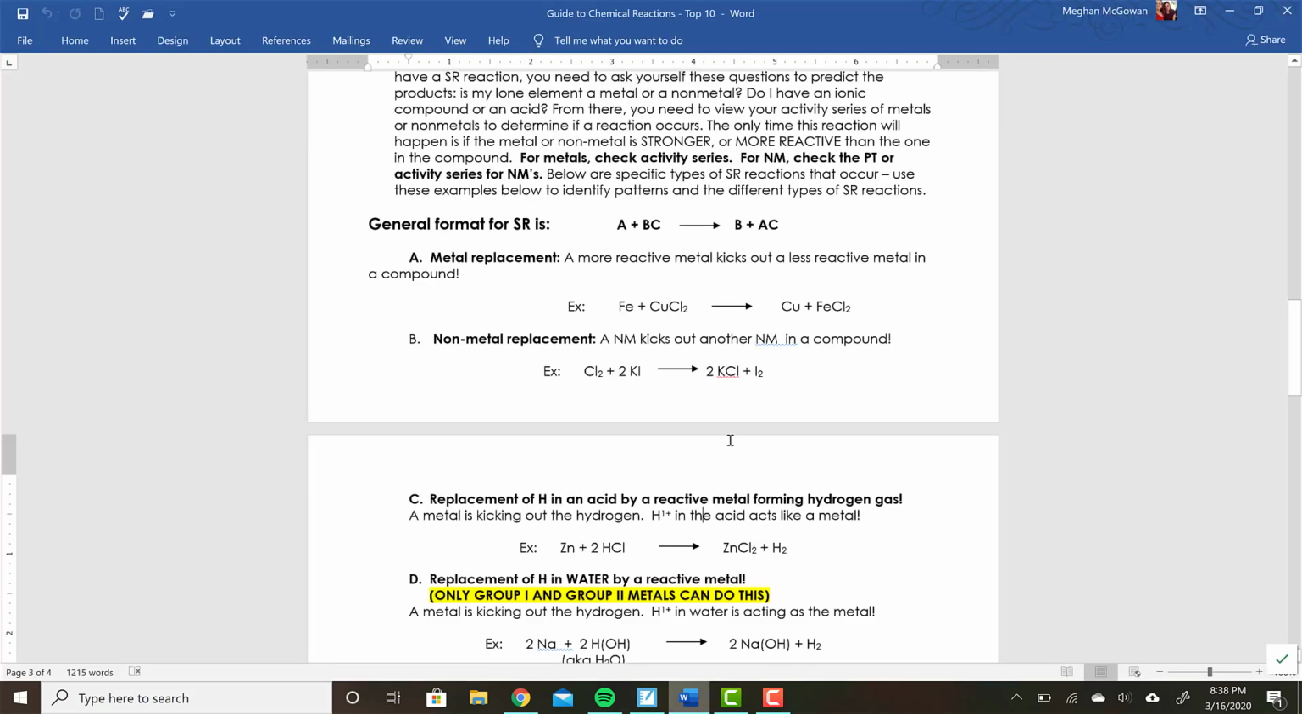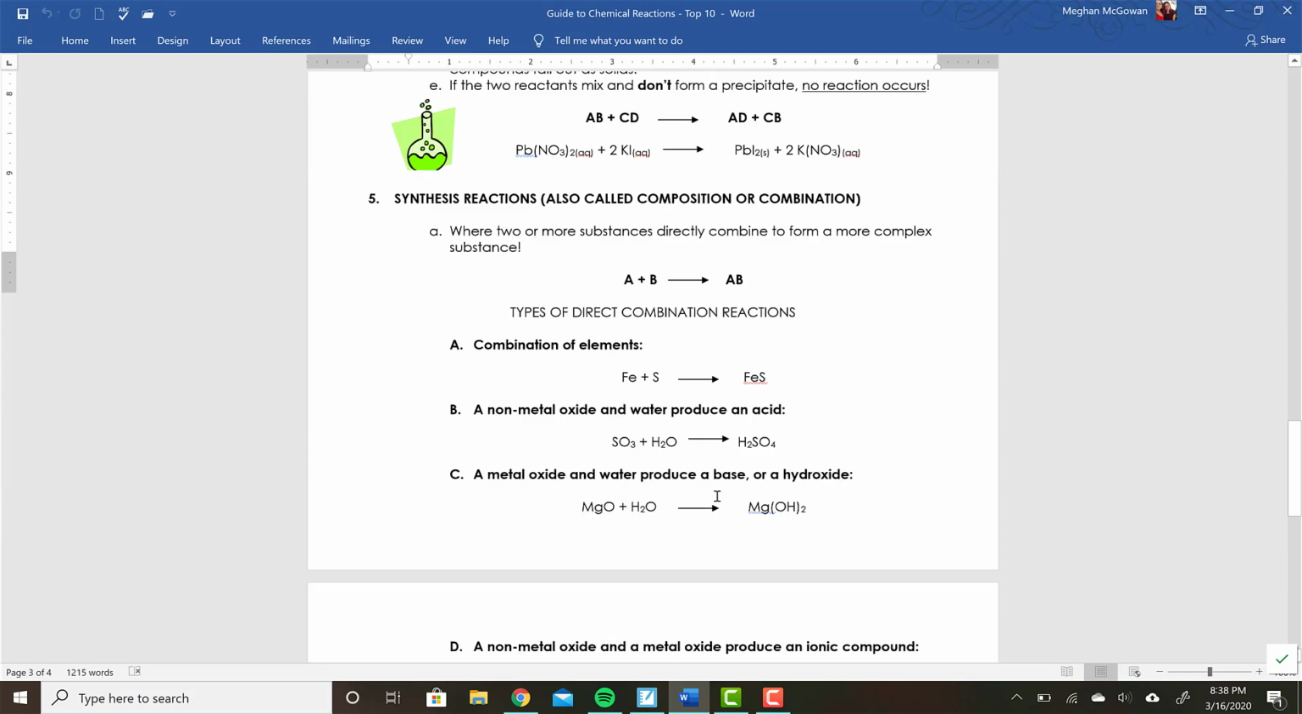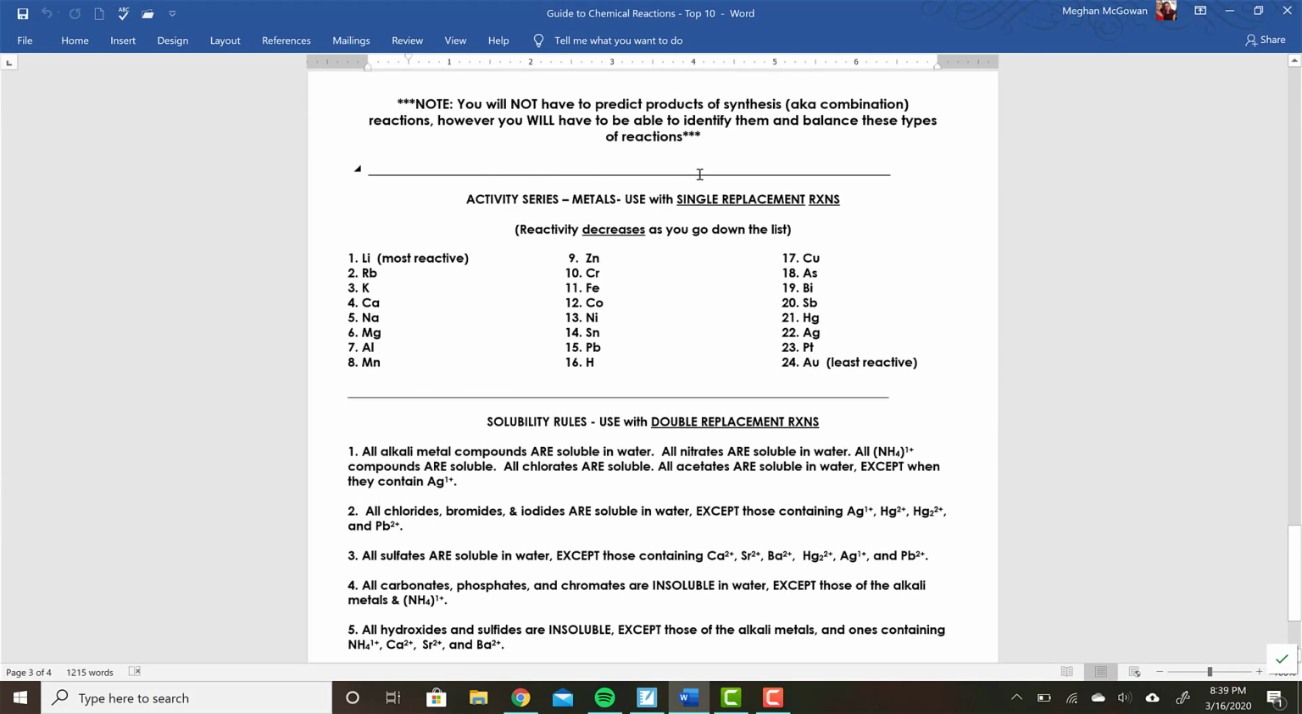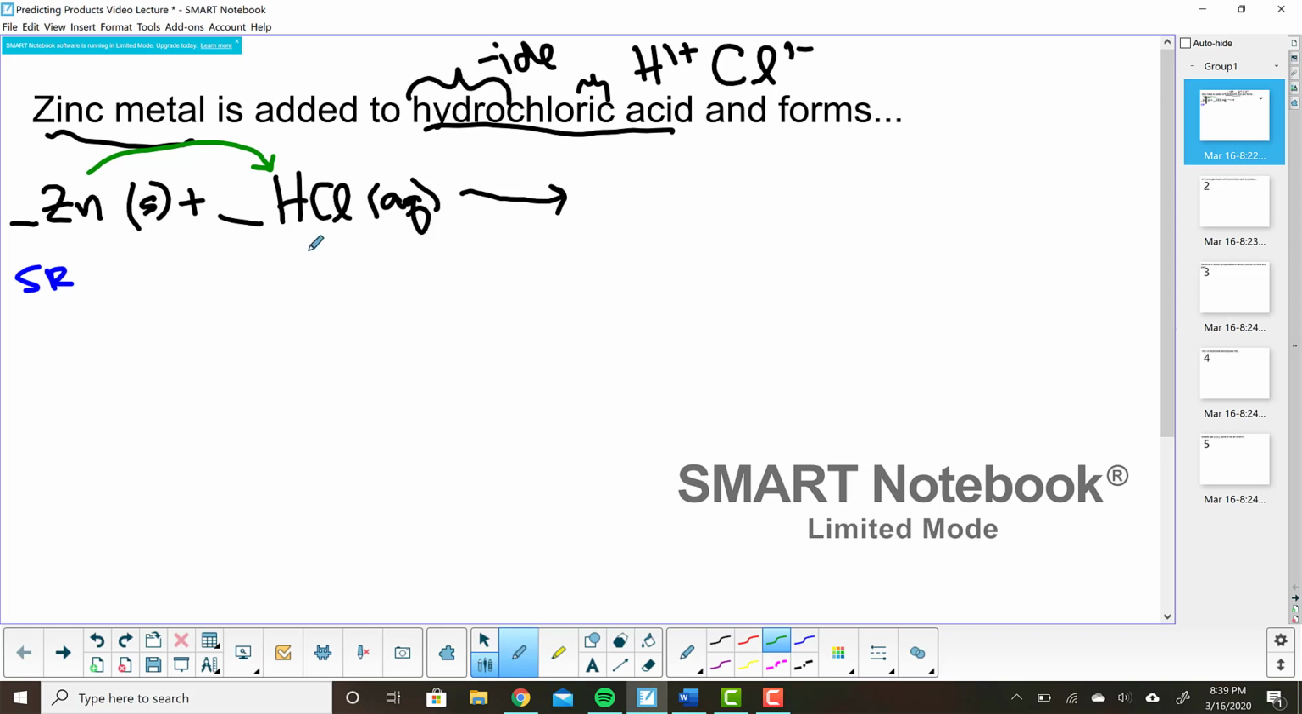So we need to look at our activity series. So going back to the guide to chemical reactions, we need to look at the activity series. This is also on the back of your periodic table. We find zinc. So searching for zinc. Zinc is 9, and hydrogen down here is number 16. So zinc is higher on the list than hydrogen, which means zinc is more reactive, which means that the zinc will kick out the hydrogen in our reaction.